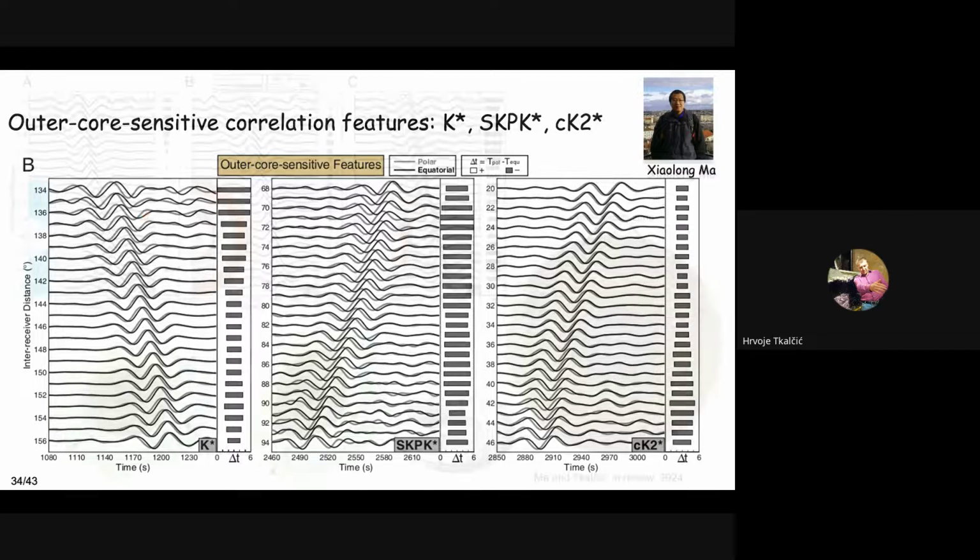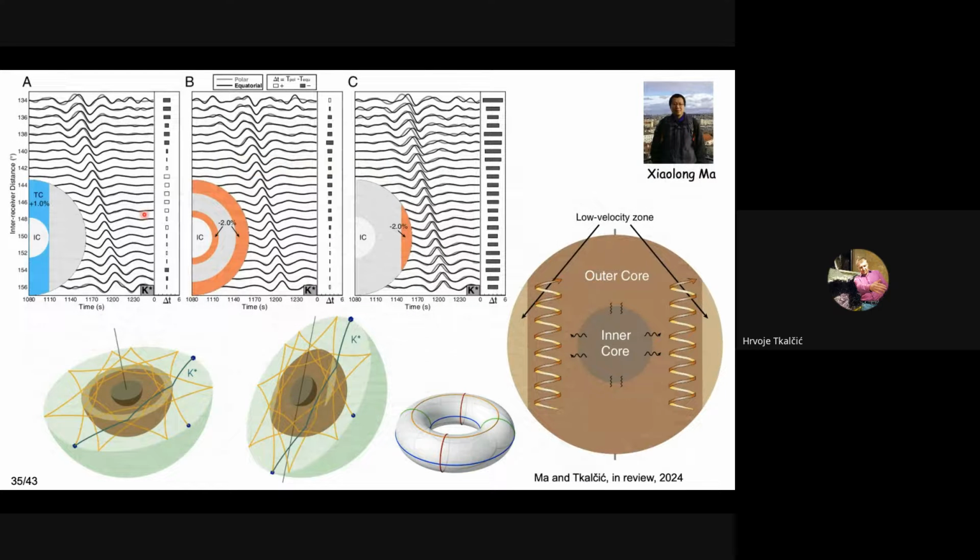And again, to make a long story short, we tried to model this by the tangent cylinder. This is a Taylor cylinder that exists in the liquid outer core due to the presence of the solid inner core. And you can see here another model which has a low velocity at the bottom of the core and at the ceiling of the core. This is what contemporary observations suggest. And you can see that in both cases, you don't obtain the observed difference between the polar and the equatorial group.